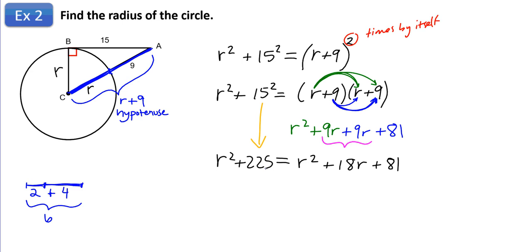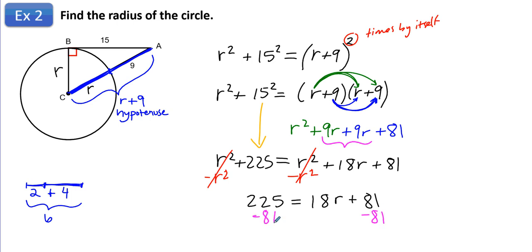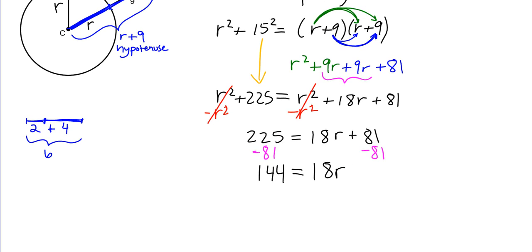Okay, so we need to solve this for r. Let's see if we can get these r squareds together. I'm going to subtract it from both sides, and oh, look what happens. The r squareds actually cancel out. We're still working on trying to get r by itself. So I have 225 equals 18r plus 81. I'm going to go ahead and subtract the 81 to get those constants combined. So I now have 144 is equal to 18r. And our last step would be to divide by 18. And then we'll know the length of the radius. So our solution is that the radius must be length 8.